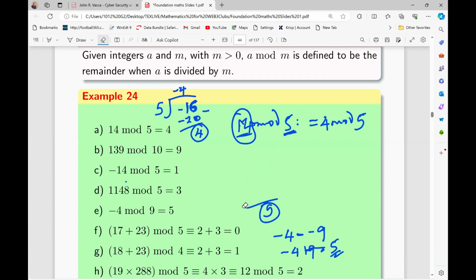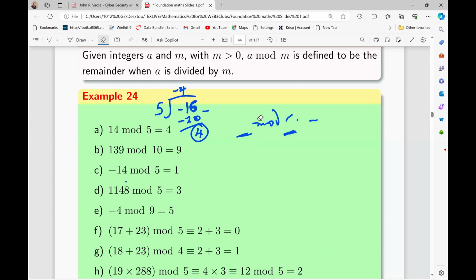So it's very easy: dividing and writing the remainder. That's what you mean by mod. The number coming before the word mod should be smaller than the one coming after the word mod, because that is the divisor. So the number here should not be bigger than the number here.